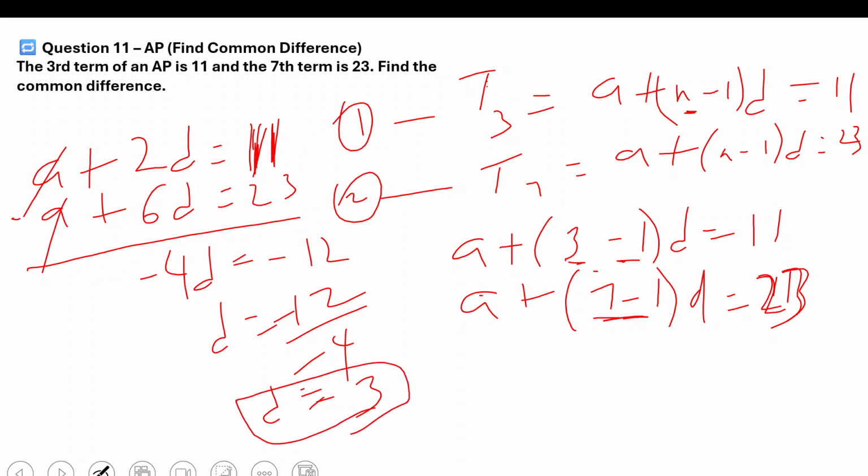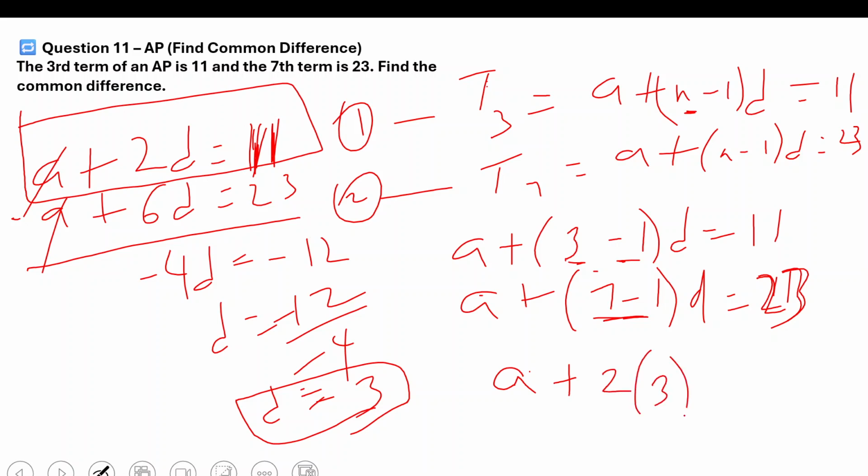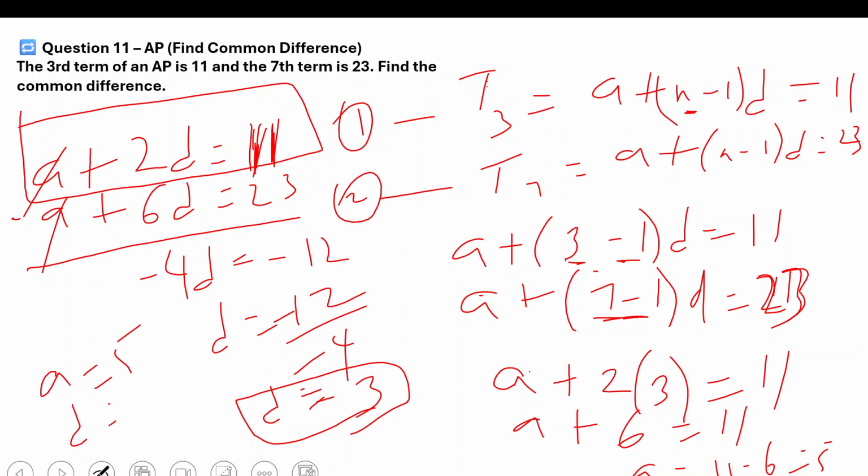So if d is 3, I can put it in equation 1. So I say A plus 2 into 3, because d is 3, is equal to 11. So A plus 2 times 3, which is 6, is equal to 11. So A is equal to 11 minus 6, which is equal to 5. So I have that A is equal to 5 and d is equal to 3.